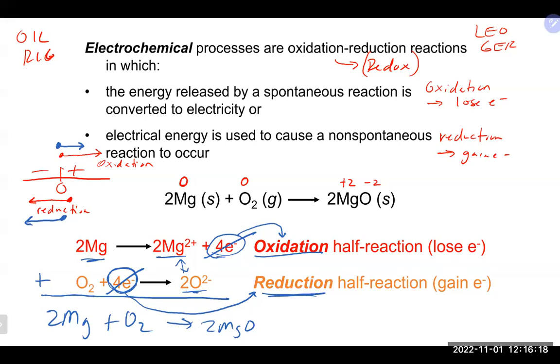Now, in this case, it is 4 electrons because this is a balanced half reaction, and that's because there's 2 magnesiums, each lose 2 electrons for a grand total of 4. And there are 2 oxygens, which each gain 2 electrons each for a grand total of 4 that they are gaining.